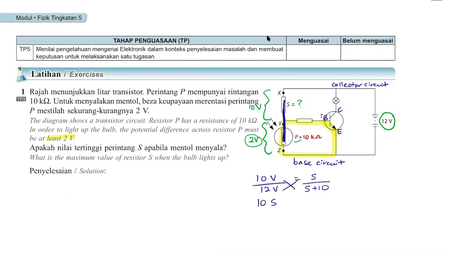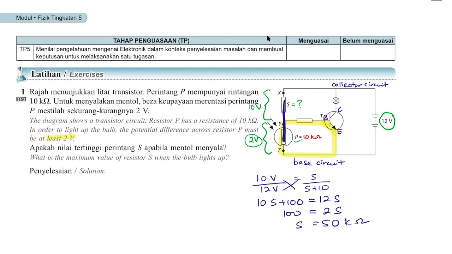10S plus 100 equals 12S. 12S minus 10S is 2S. So S is 50.